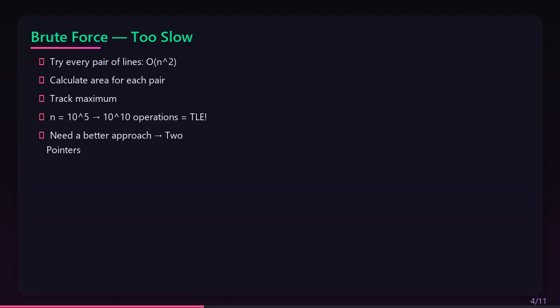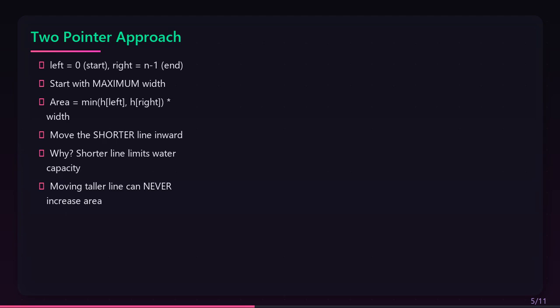Two pointers. Here's the intuition. Start with left at 0, right at the end. Maximum width. Calculate the area, min of two heights times the width. Now the key question, which pointer do you move? Move the shorter line. Why?